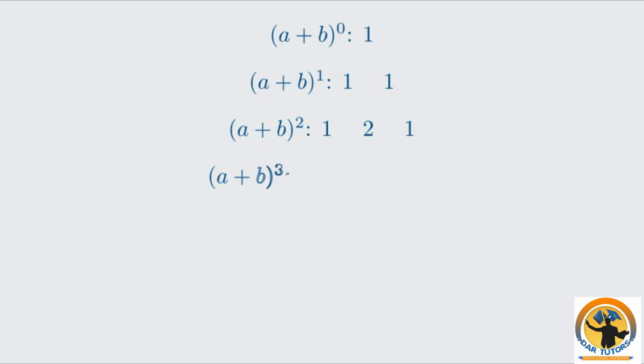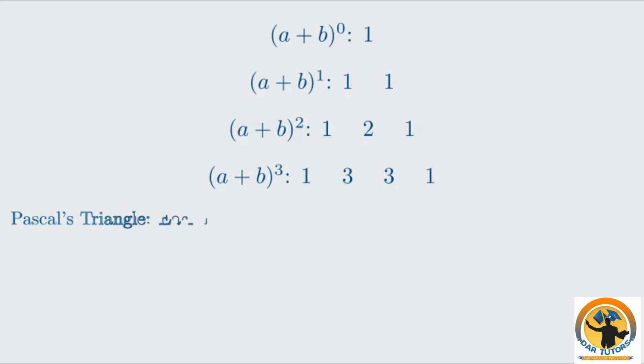Now let's focus on the coefficients. If we list them out for the expansions we've seen, we get a very interesting pattern. For a plus b to the power of 0, the coefficient is 1. For a plus b to the power of 1, the coefficients are 1 and 1. For a plus b squared, they are 1, 2, and 1. And for a plus b cubed, they are 1, 3, 3, and 1. This triangular arrangement of numbers is known as Pascal's triangle. It has a simple rule for its construction.